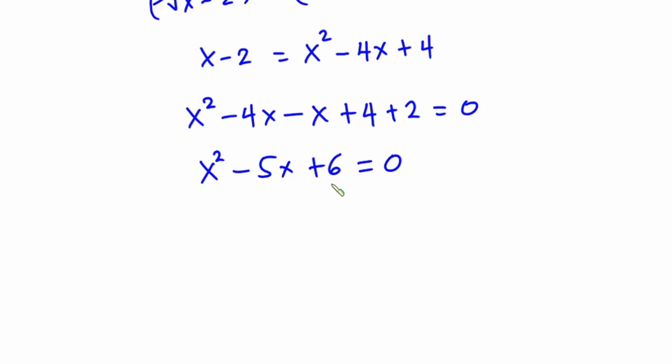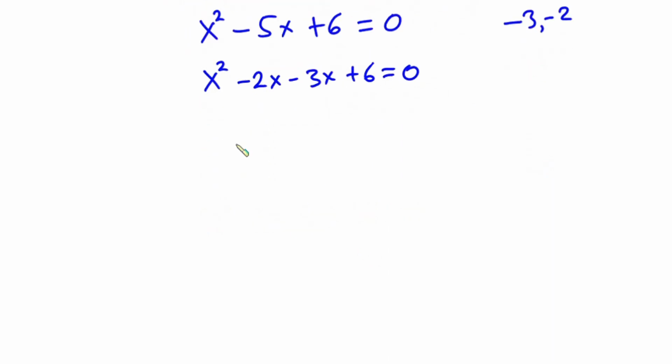Now from here, we're going to find two values that when you multiply them, you'll get positive 6, but when you sum them up, you'll get negative 5. And the values are negative 3, negative 2. So this equation could also be written as x to the second power minus 2x minus 3x plus 6 is equal to 0.